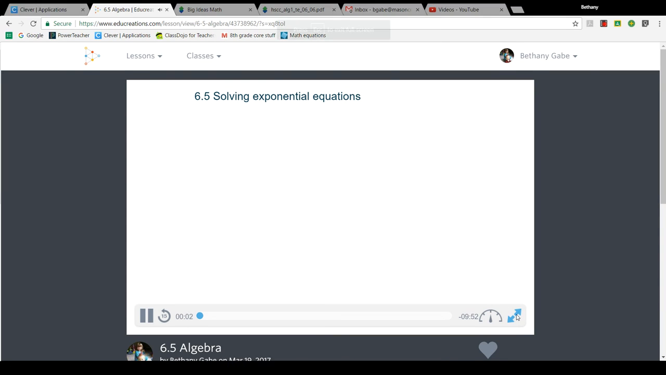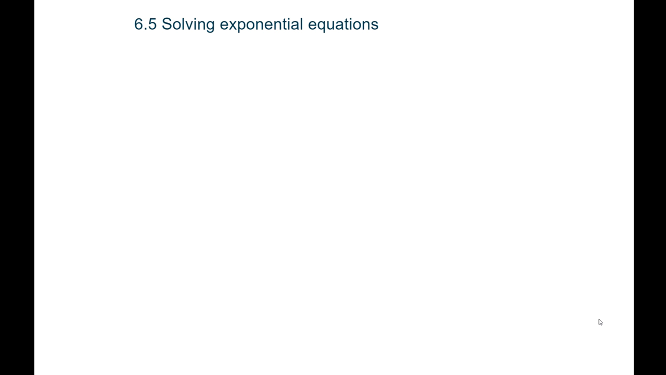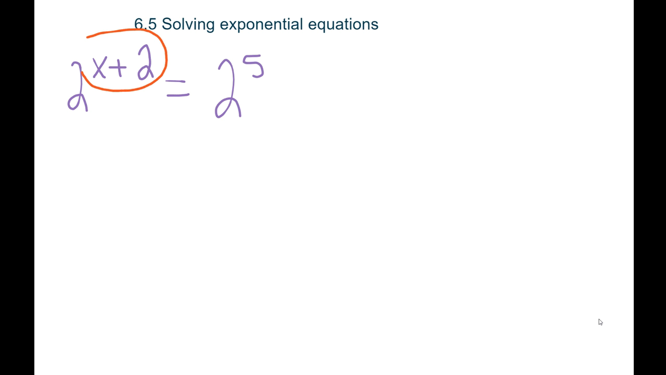Number 5 is solving exponential equations, and basically what that means is the variable that you're going to be solving for is actually in the exponent. So it might look something like this. For example, if we have 2 raised to the x plus 2 equals 2 raised to the 5th. You can see the variable that you're going to be solving for is actually in the exponent.